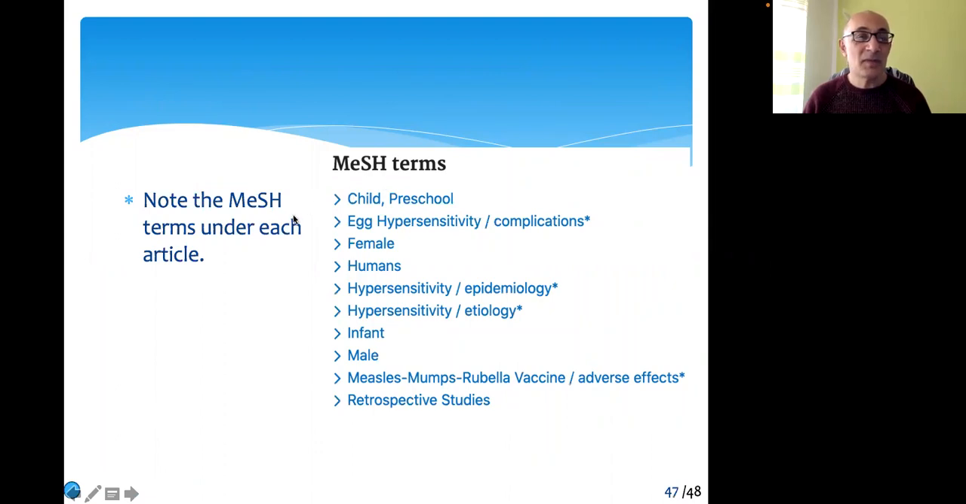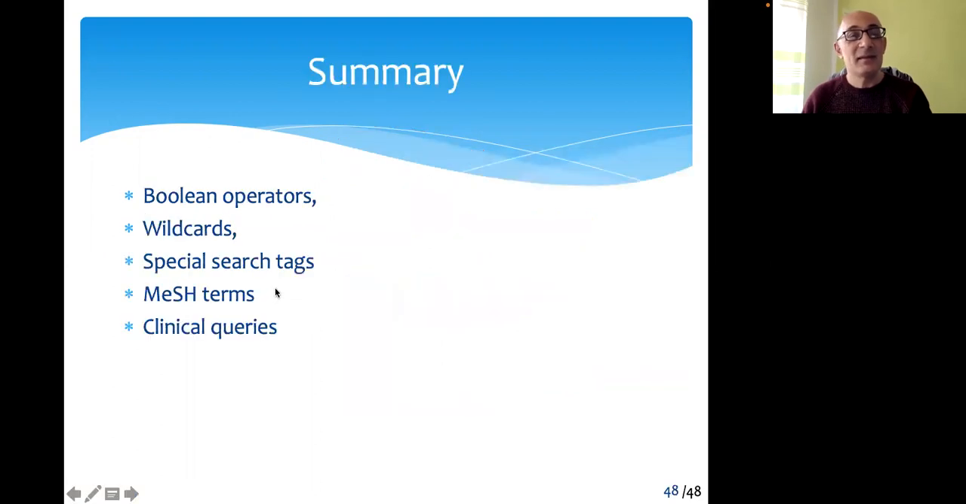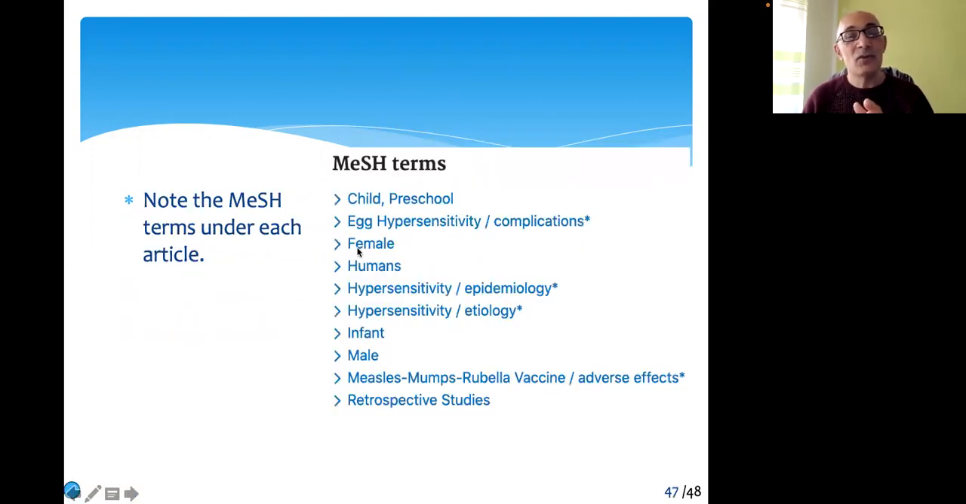So the MeSH terms, they are under each article. Whenever you search for an article, whenever you read an article, you should be aware that in each article, below the abstract, you have your MeSH terms, the keywords. And yes, exactly, the keywords are very important for PubMed to make the search.